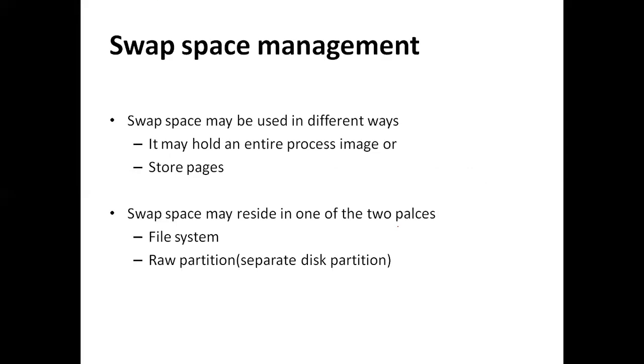A swap space may be used in two different ways. Any swap space may hold an entire process image, that is including its code and data, or it may simply store pages. We know what pages are. We have discussed pages in paging. So a swap space may either hold a process image or it may store pages. And now this swap space location can be in one of two places. It may be present on the file system itself, or there can be a separate disk partition for this swap space.